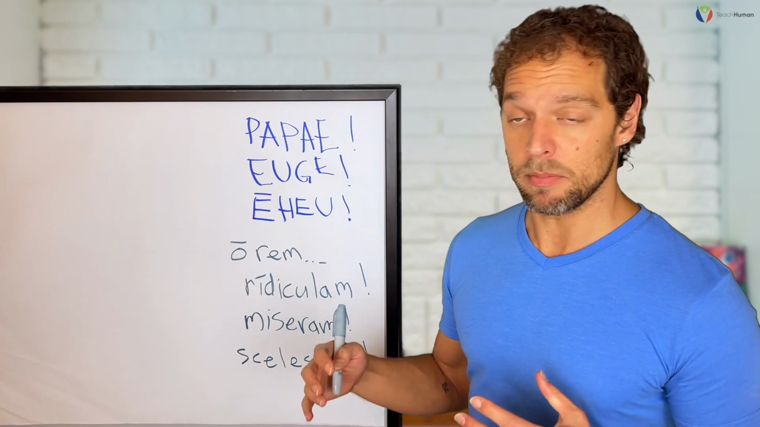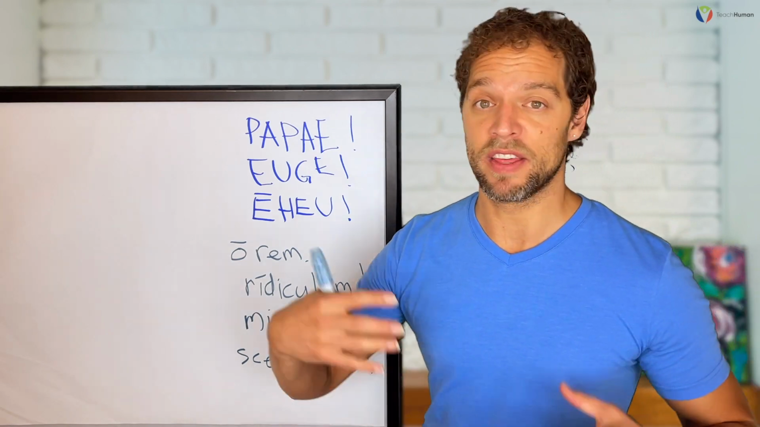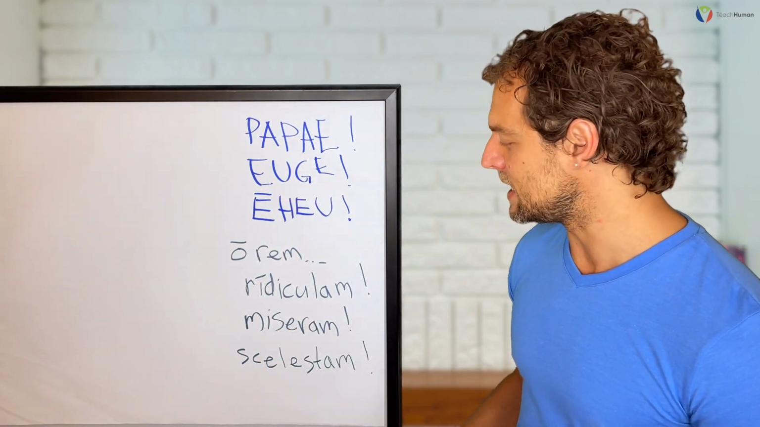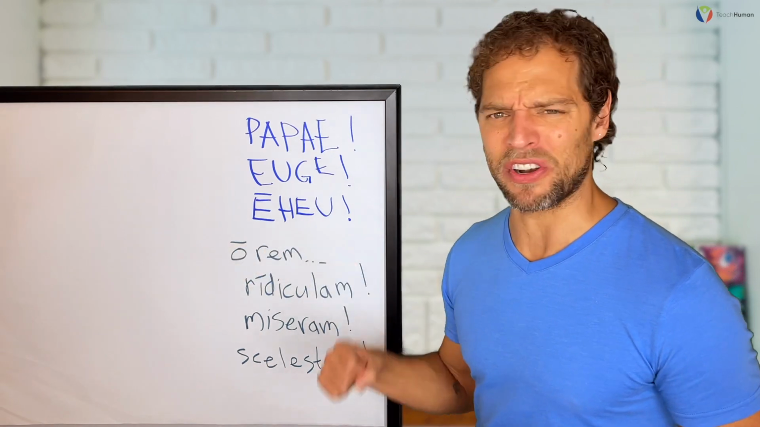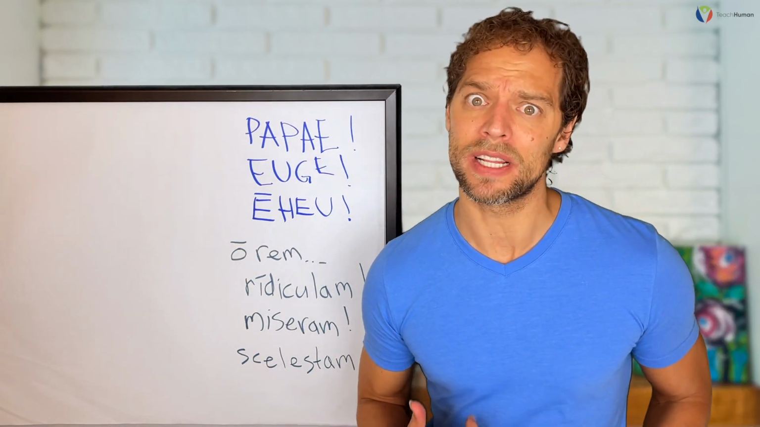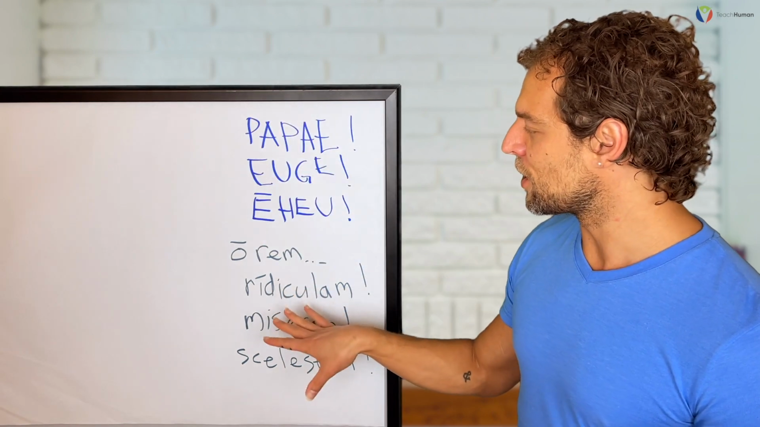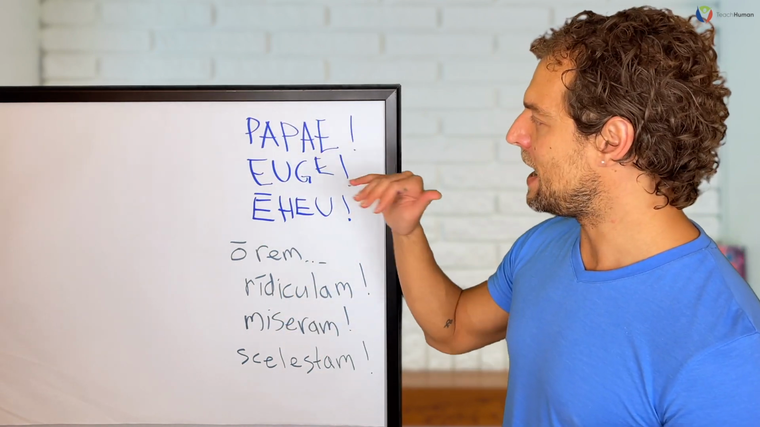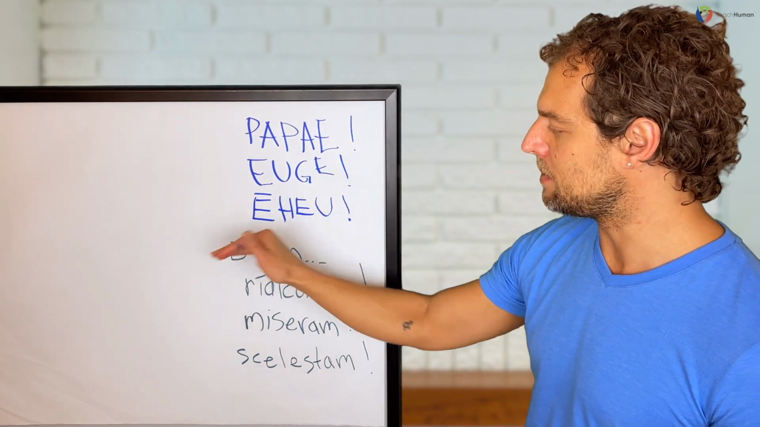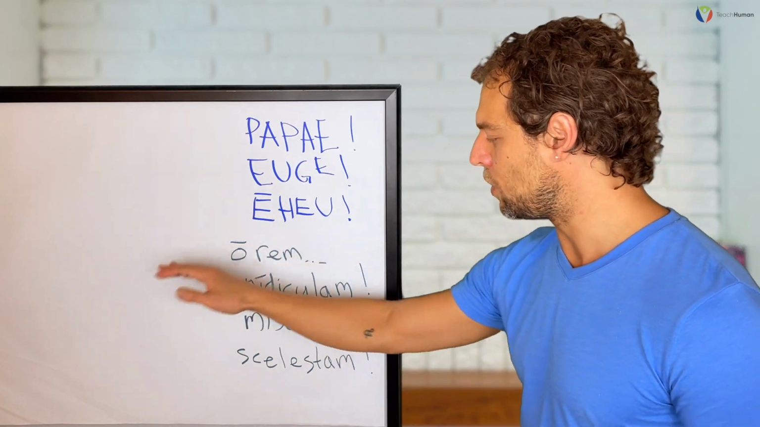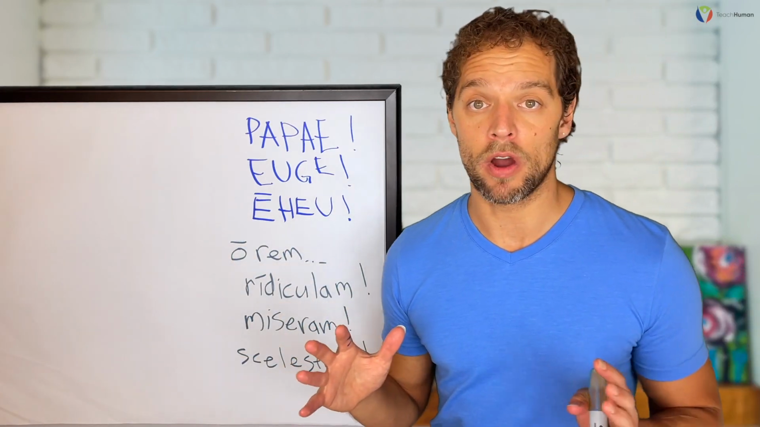Not necessarily a lot, but it can be fun in the context of a story that we're reading or creating, or something else we see in a text, for students to be able to holler out, oh, rem scelestam. I'm like, wow, that is really evil. So these are the six: papae, eheu, and rem ridiculam, rem miseram, rem scelestam, that I always start the year off with.